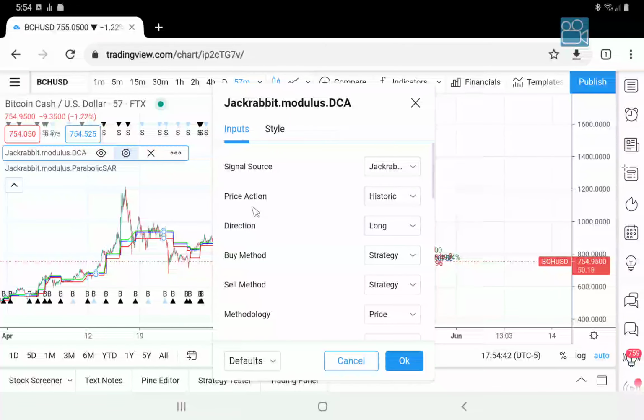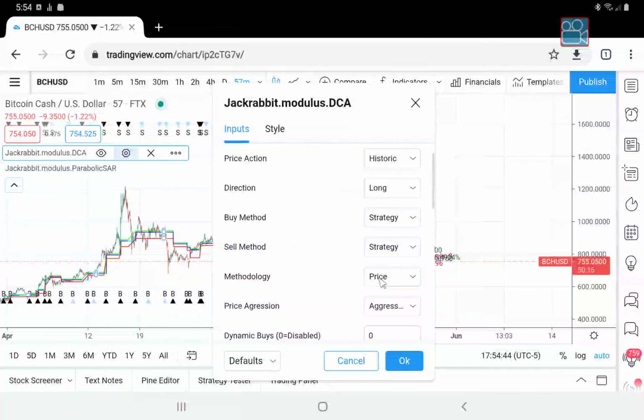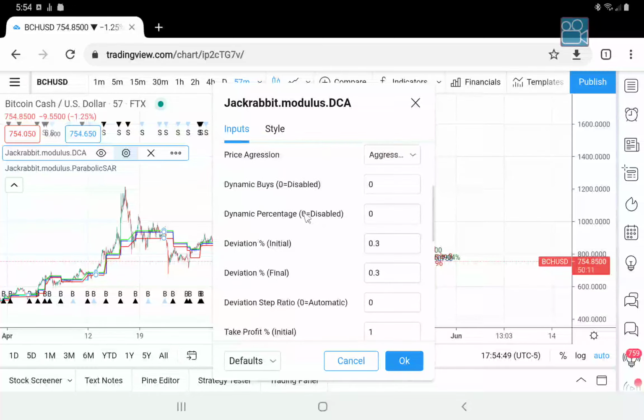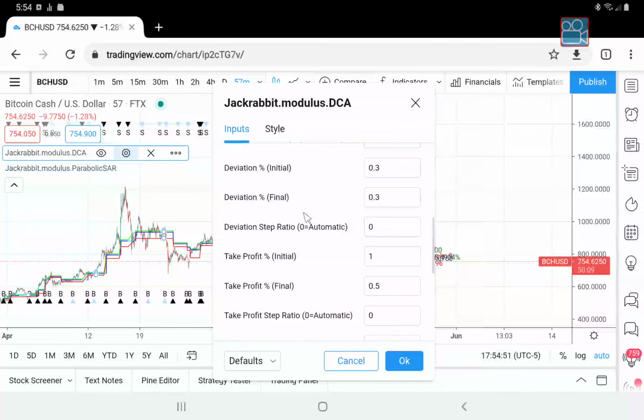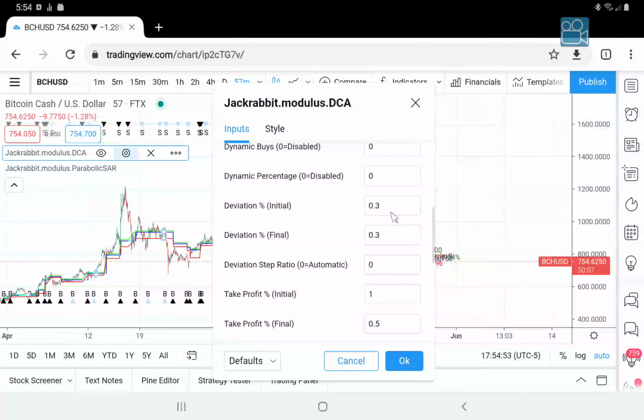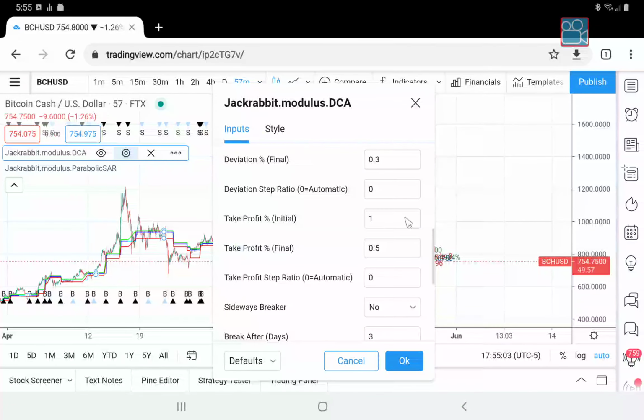Here we have a very aggressive price method, strategy-based dollar cost averaging. And I do mean aggressive, 0.3% deviation. Extremely aggressive. 1% initial starting profit, 0.5% final profit. So the more I accumulate, the less profit I want just to get out.